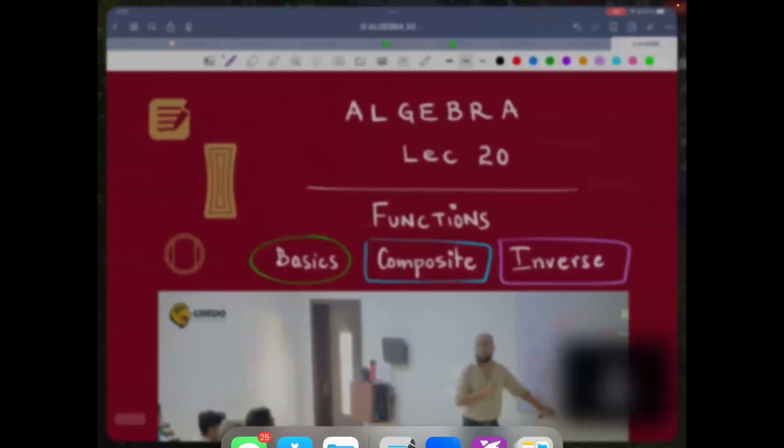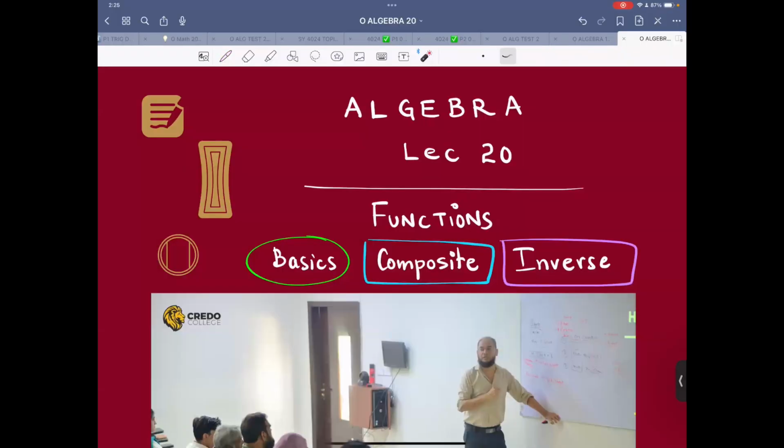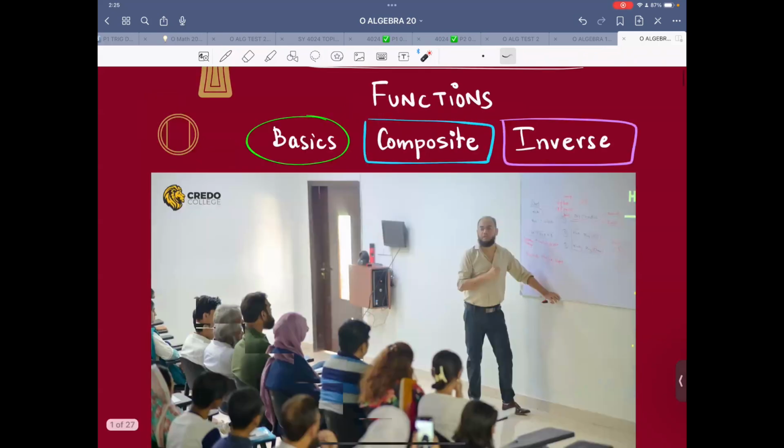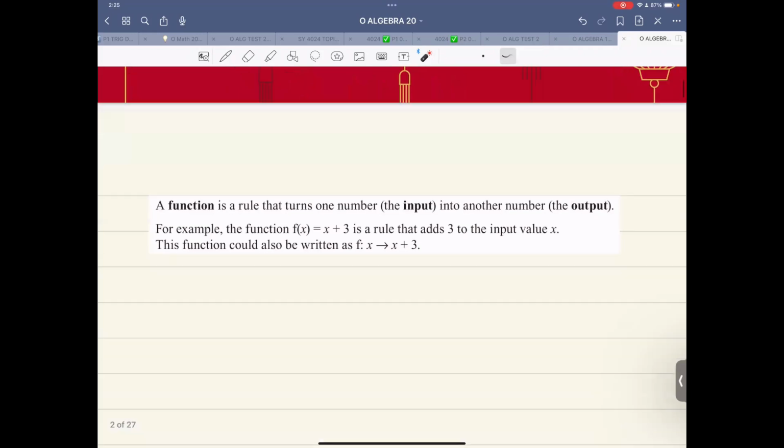So we are starting with the 20th lecture of algebra, and this time the focus is on functions. We will go over the basics, the composite functions, and inverse functions, everything in this particular class. Now, first of all, what is the idea?